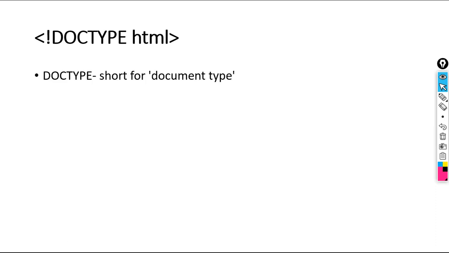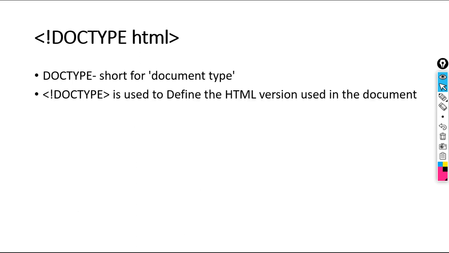Doctype HTML. Doctype is short for document type. Doctype is used to define the HTML version used in the document. Why do we use doctype? We use doctype to define the HTML version used in this document. Here in this case it is HTML5 by default.